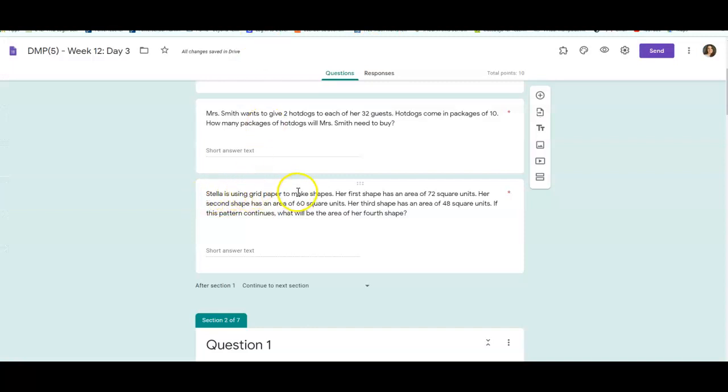Stella is using grid paper to make shapes. Her first shape has an area of 72 square units. Her second shape has an area of 60 square units. Her third shape has an area of 48 square units. If this pattern continues, what will be the area of her fourth shape?